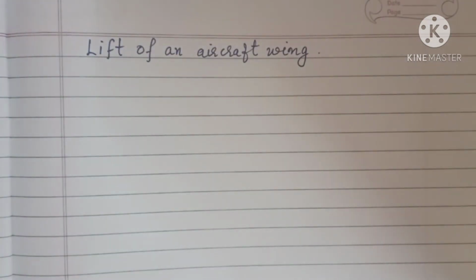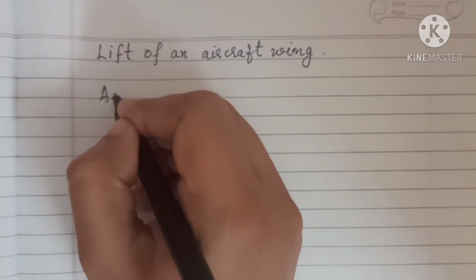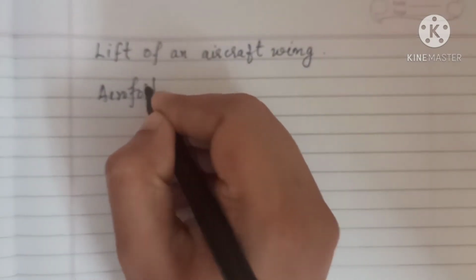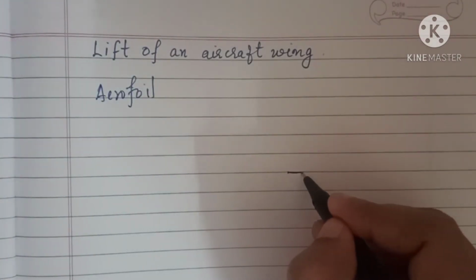So the next application is the lift of an aircraft wing. You all have heard this word aerofoil. Aerofoil means lift of an aircraft wing. And aerofoil, what is the shape? The shape of an aeroplane wing, right? So aerofoil is a name actually given to a solid object shaped to provide an upward vertical force as it moves horizontally through air. So first here you have to understand the word aerofoil. And what about the shape of the aerofoil? It will be like this.